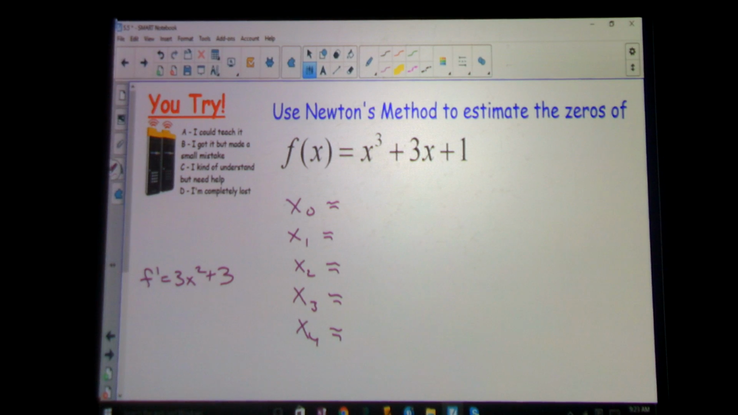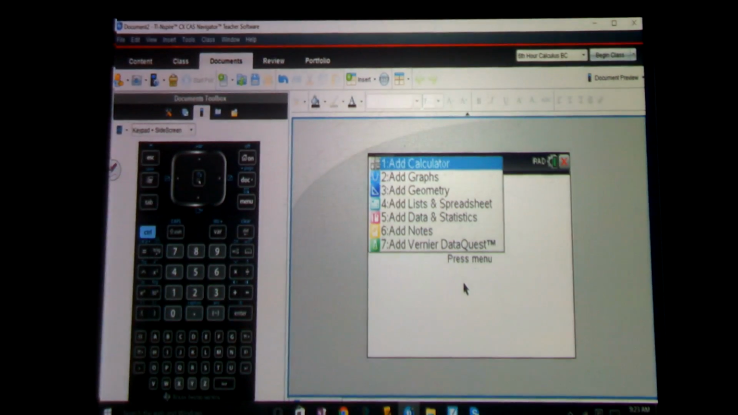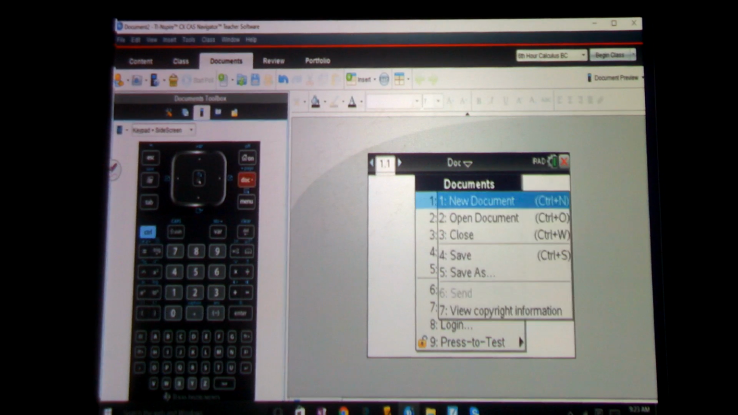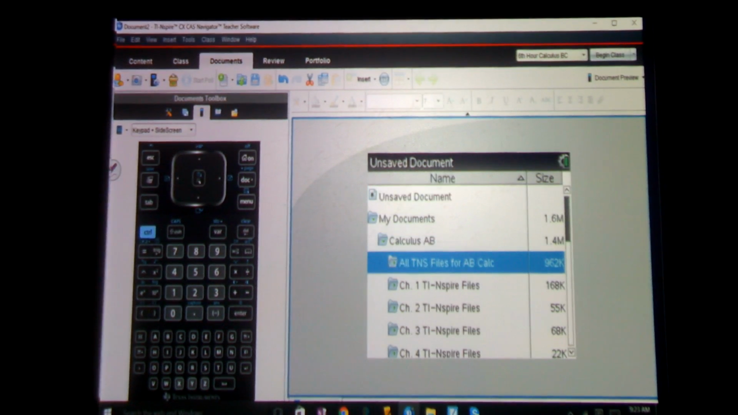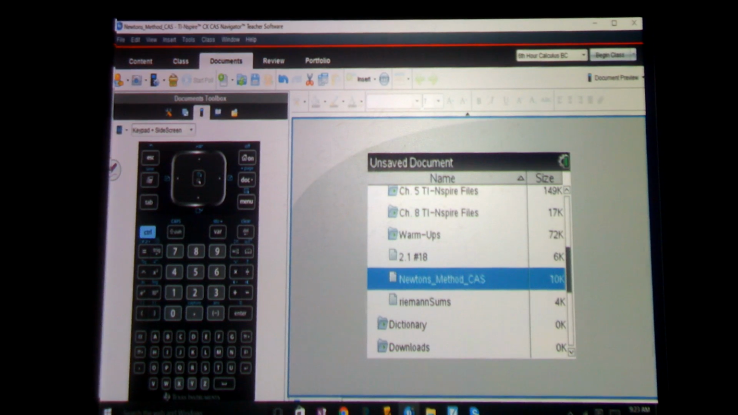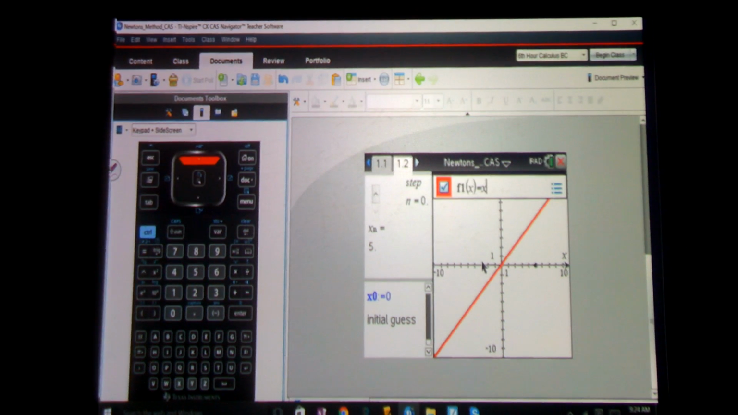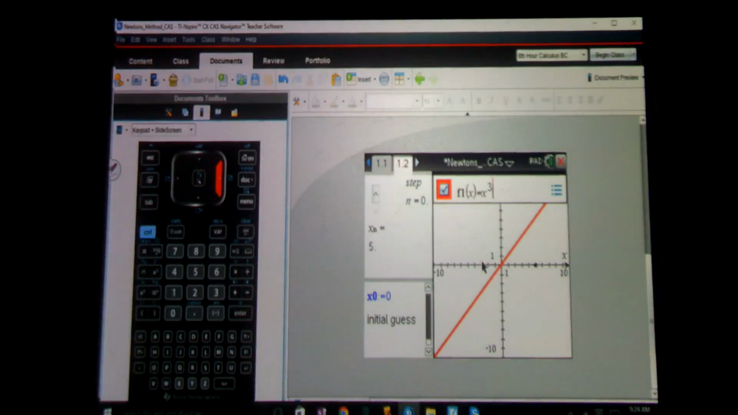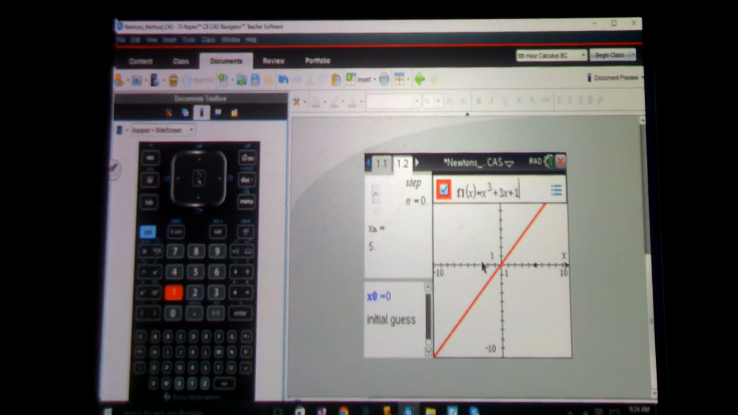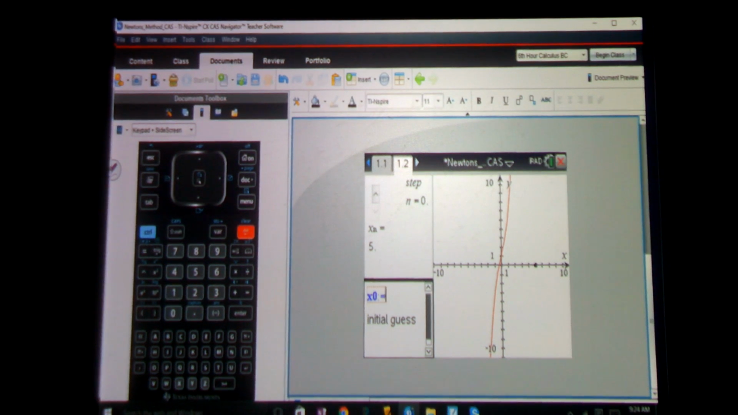Okay, let's try the program. So hopefully somebody paused the video and you're now replaying it. I'm going to Documents, open my document, open up Newton's method, go to the second page, make sure I'm on the graph screen, scroll up to F1, delete what's in there. I think I have x to the third, let's see, plus 3x plus 1, enter. Looks like my first guess I'm going to say is negative 0.5. Negative 0.5.